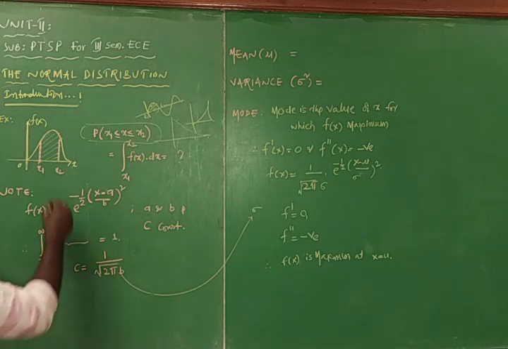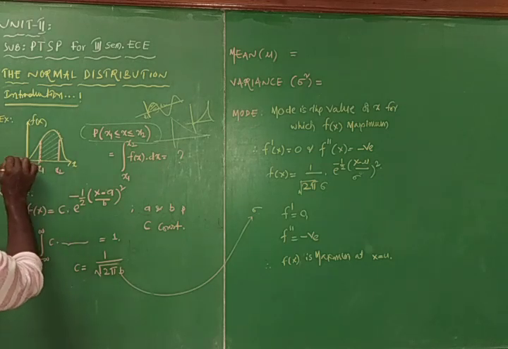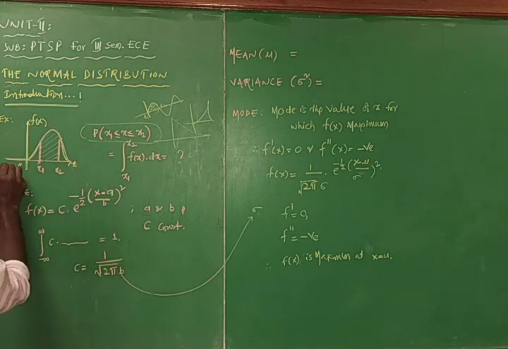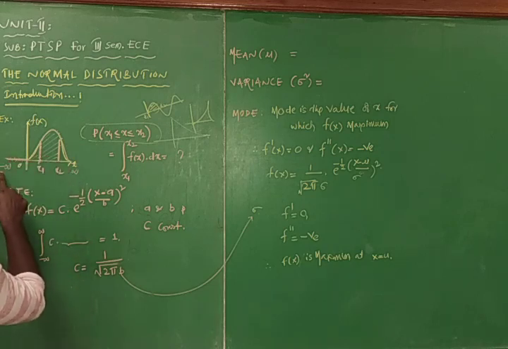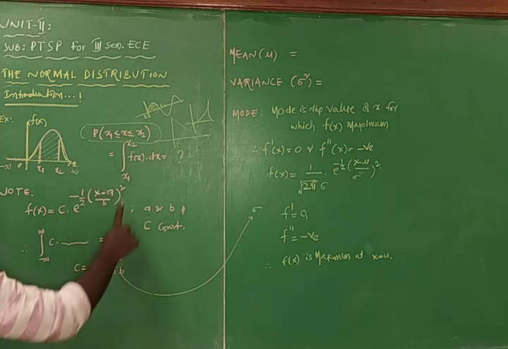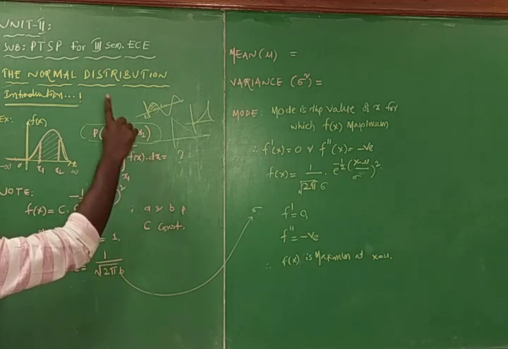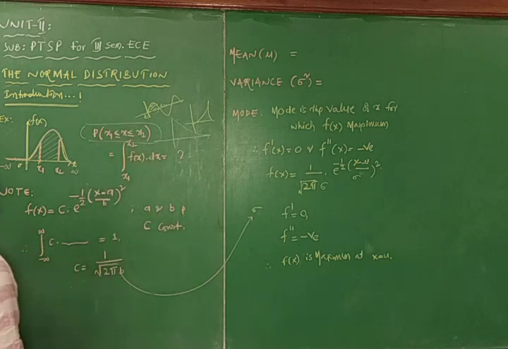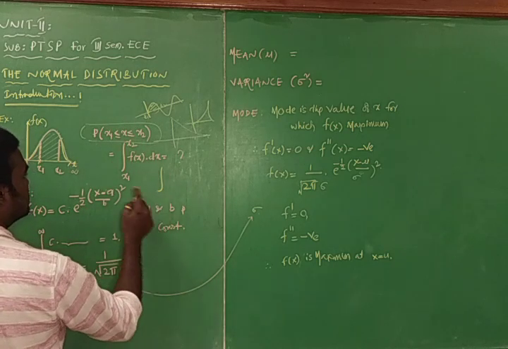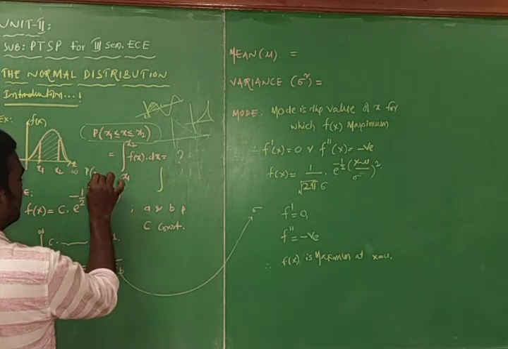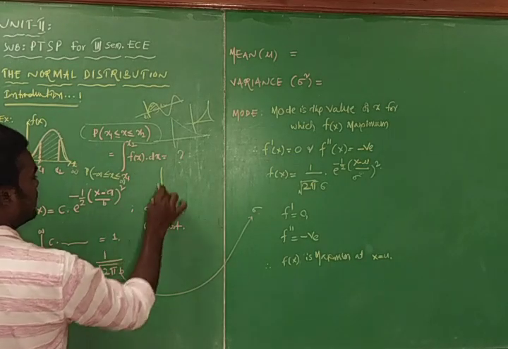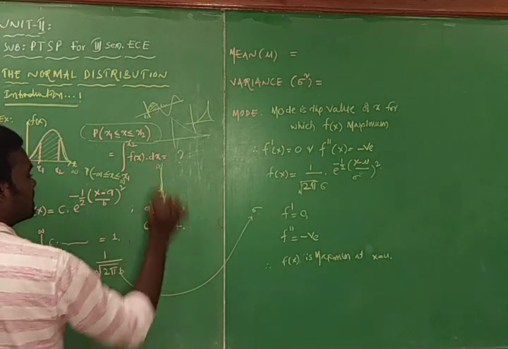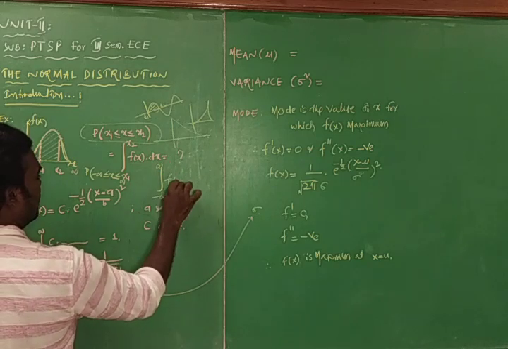For example, this signal is continuous, from minus infinity to plus infinity. If I want to calculate the probability from minus infinity to plus infinity, that means x1 is minus infinity and x2 is plus infinity. In such cases, the probability of minus infinity less than or equal to x less than or equal to plus infinity is equal to the integral from minus infinity to plus infinity of f of x dx.